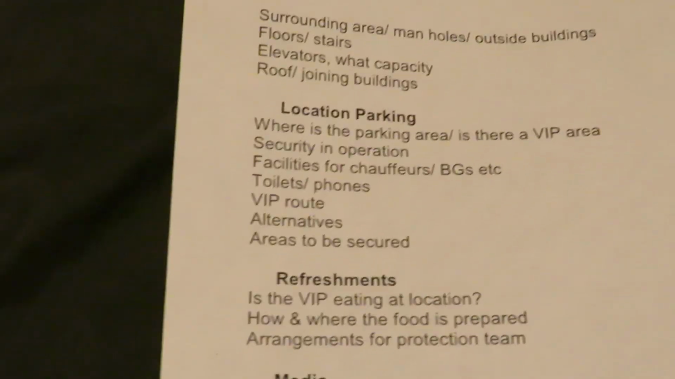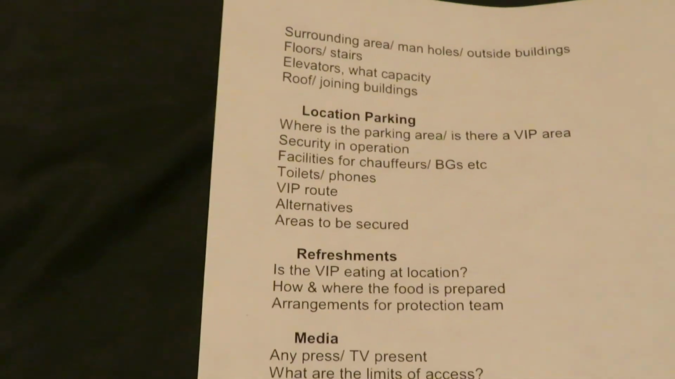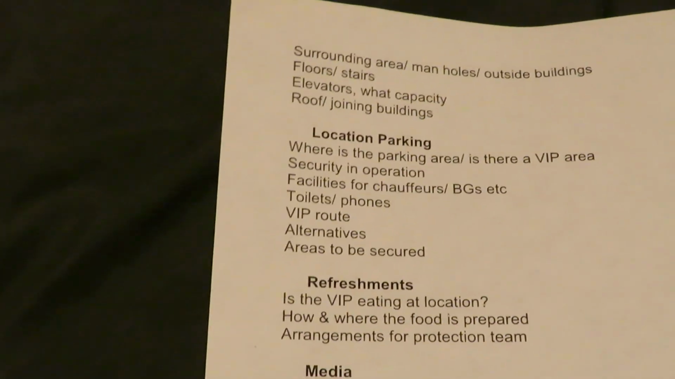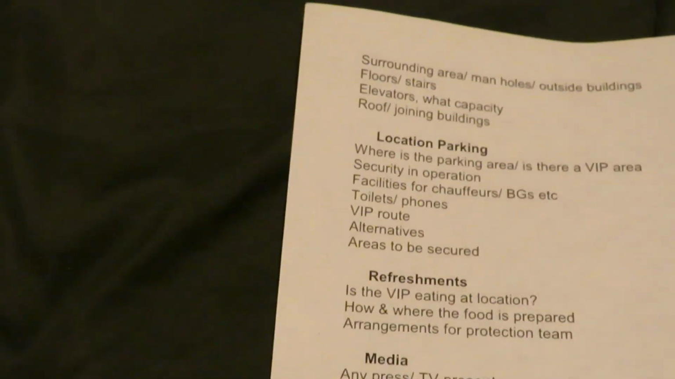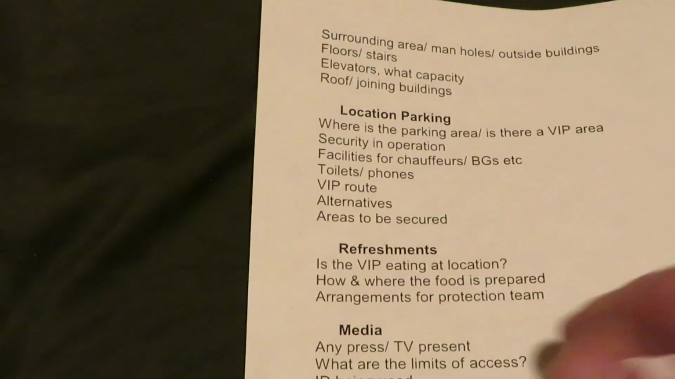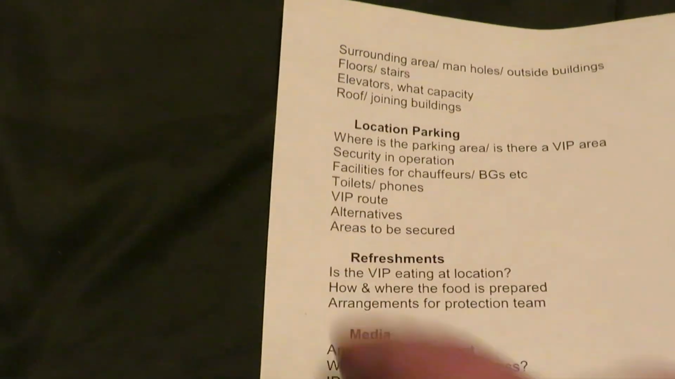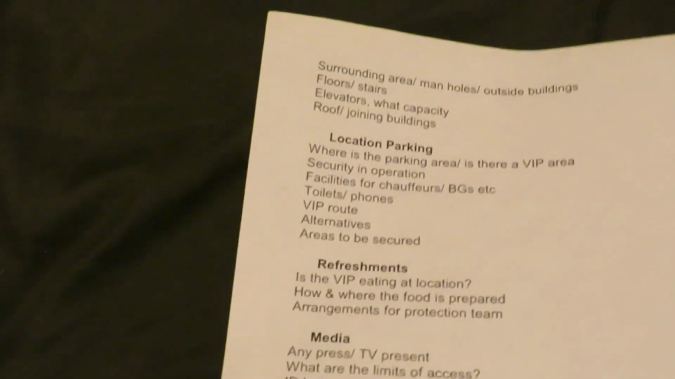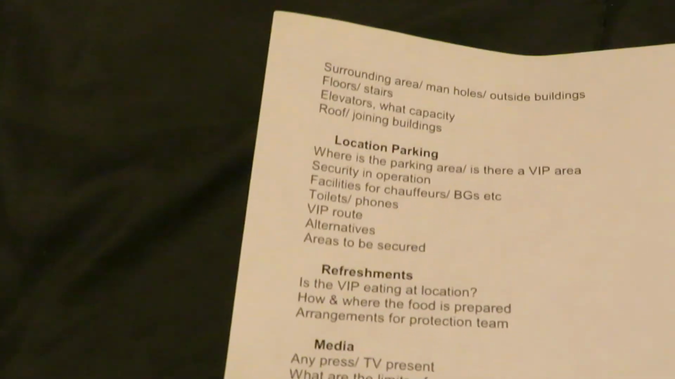Protectors, whatever. Where the toilets and phones are. The VIP route, if you know it, as far as walking inside of the structure. And then if there's a walking route outside of the structure where they're going to be doing a tour. Things like that. Alternatives. Again, PACE doesn't just apply to comms. Areas to be secured. Where are you going to be holding down? Where are you going to be doing access control?